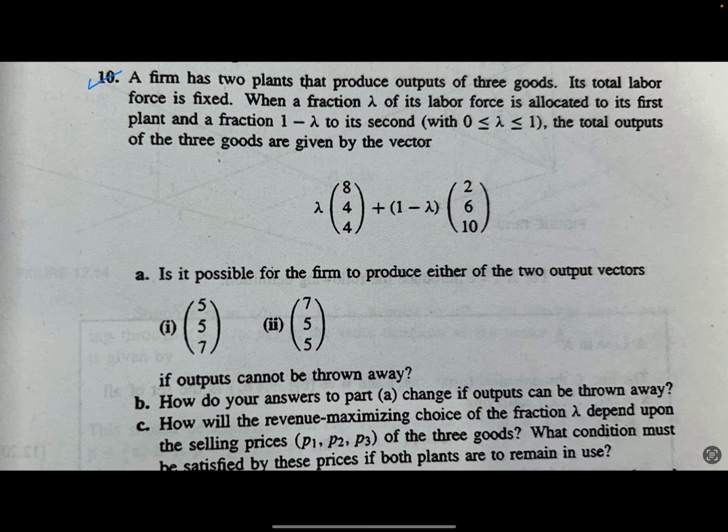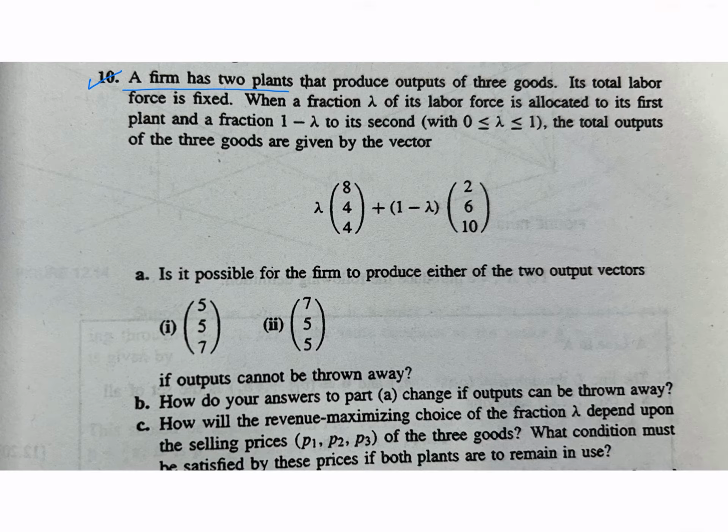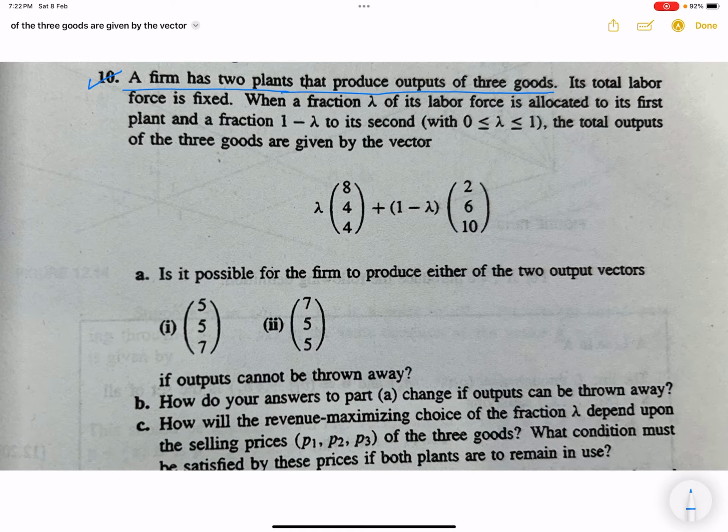Okay, so these types of questions you can expect coming in the exam. A firm has two plants that produce outputs of three goods. So how are you supposed to start the answer? You need to mention given two plants. You need to mention these things as well which are given in the question. And the firm produces three goods. You need to mention all of them. Its total labor force is fixed.